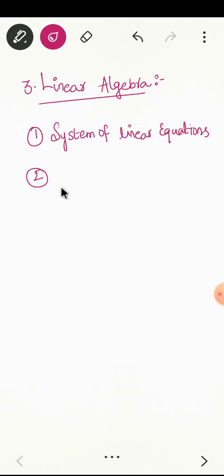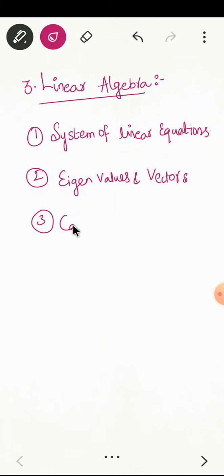Then second one is, you have to focus on eigenvalues and eigenvectors. Eigenvalues and eigenvectors, this is very most important topic. Then next you have to focus on Cayley-Hamilton theorem. This is very important. And then next you have to go for some basic problems, like that is related to your 6th class and 7th class. Those basics, like how will you calculate A plus B, A minus B matrices, like that. Okay, so let us start explaining system of linear equations.